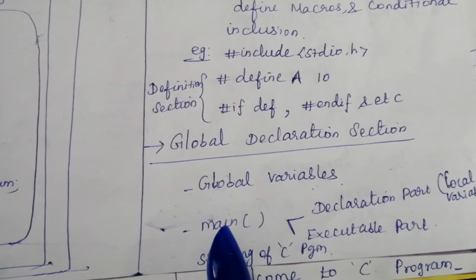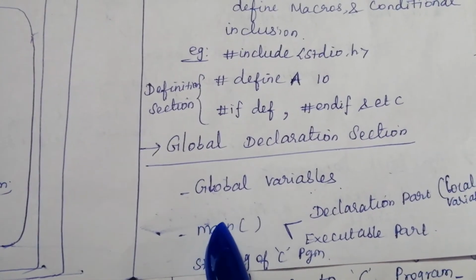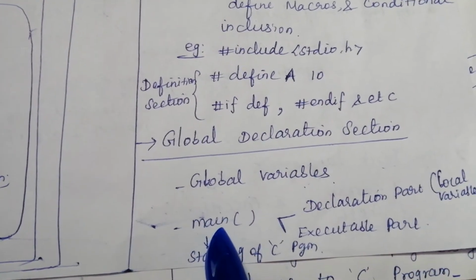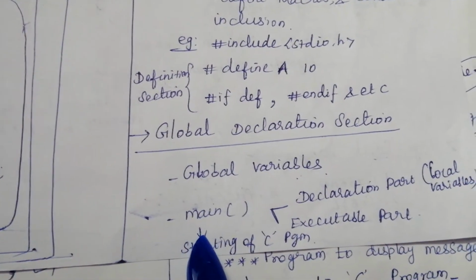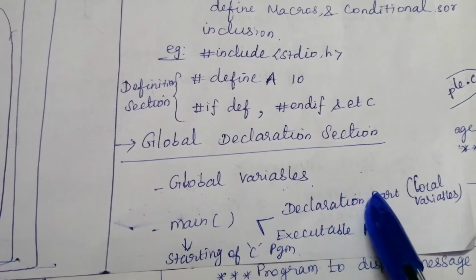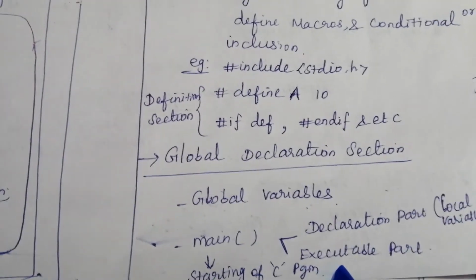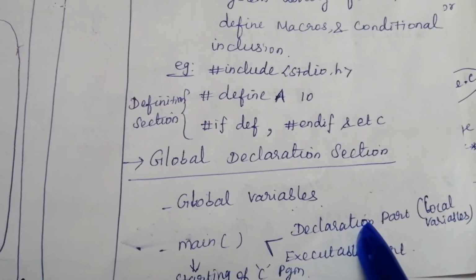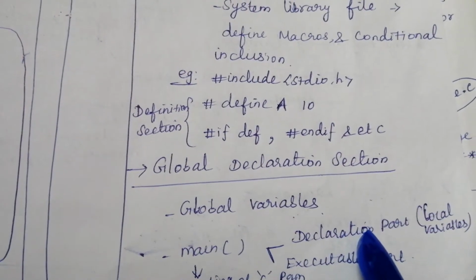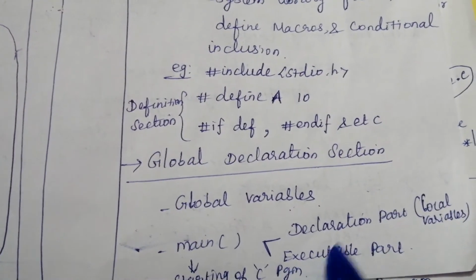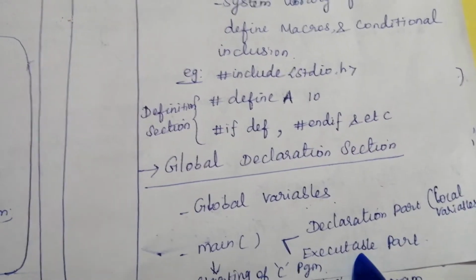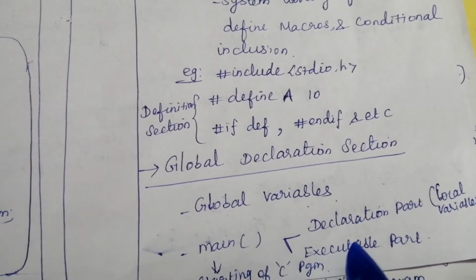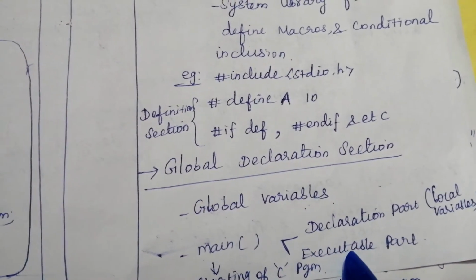It has the main function also. Every C program must have a main function, which represents the starting point of the C program. It has two parts: the declaration part and the executable part. In the declaration part we have to declare the variables which will be used in the executable part. Those kinds of variables are called local variables. In the executable part, we have to write the program statements.